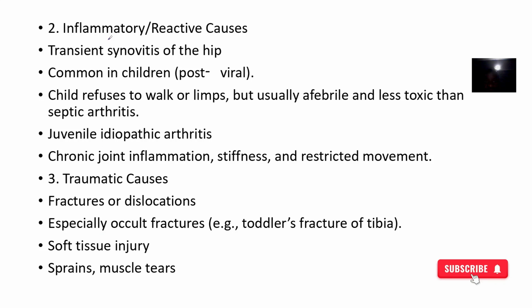Then inflammatory and reactive issues like transient synovitis of the hip, which is common in children. The child is refusing to walk or limping, but it is usually afebrile and less toxic than septic arthritis. It can also be juvenile idiopathic arthritis. These are the things that you'll be suspecting if you see a patient with such a presentation.